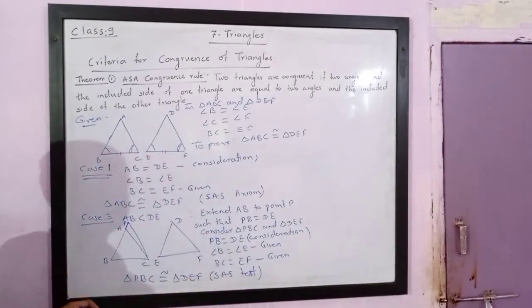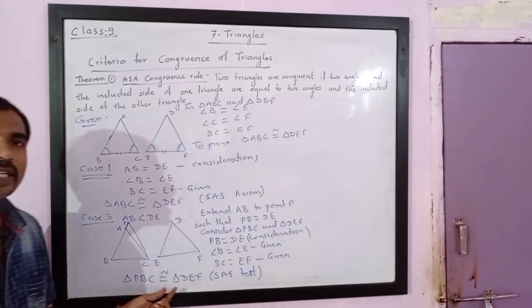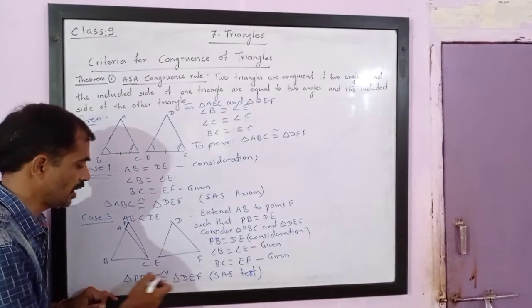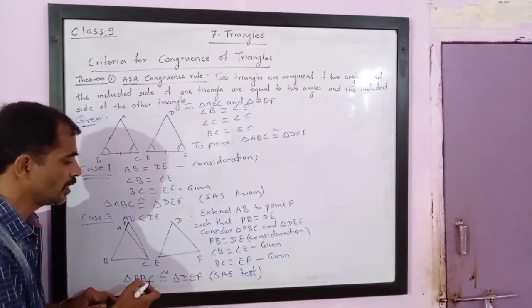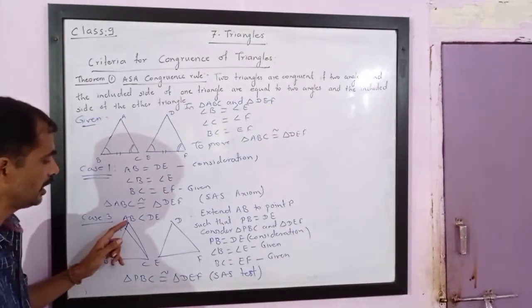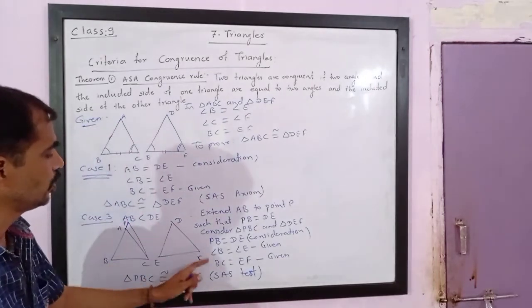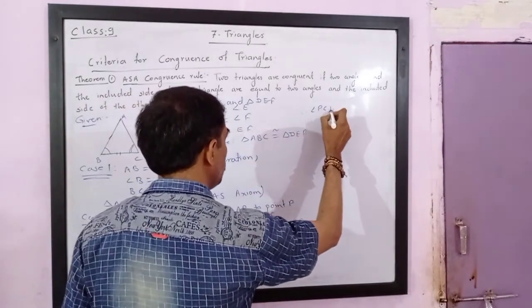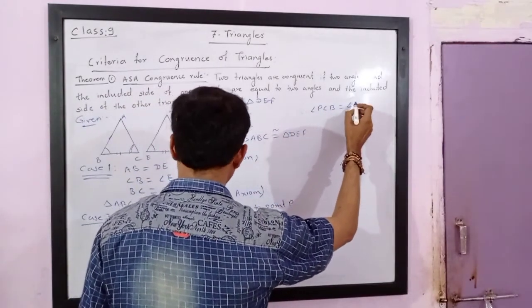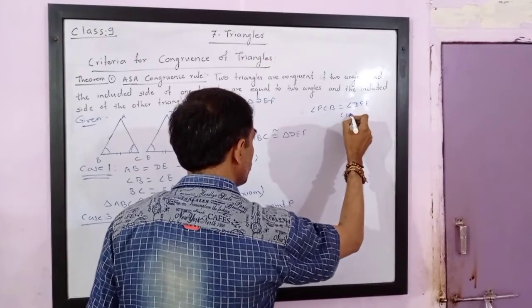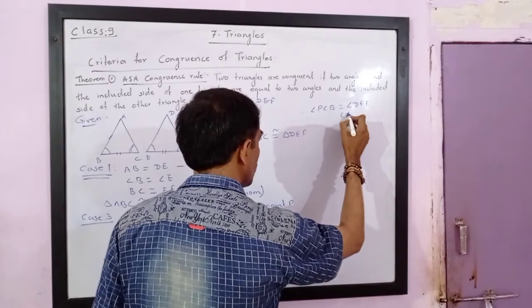Now, if two triangles are congruent, their corresponding angles and corresponding sides are congruent. It means first angle is congruent to first angle, second angle to second angle, third angle to third angle. So we get angle PCB is equal to angle DFE. The reason is corresponding parts of congruent triangles.